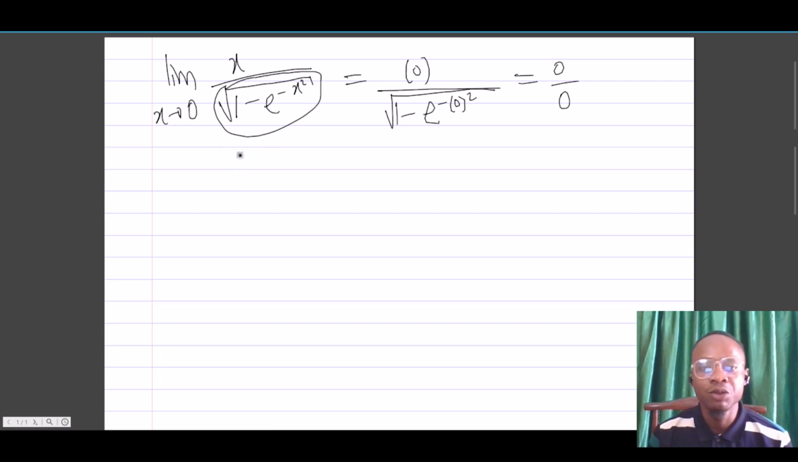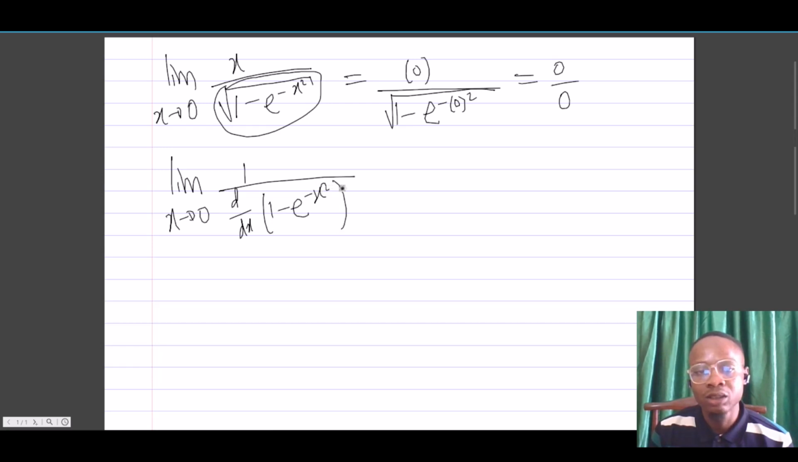And if we attempt solving this by applying L'Hopital's rule, we will have something like this. This gives us 0 by 0, of course. If we differentiate this, the derivative of x is 1, and the derivative of the denominator is the derivative with respect to x of 1 minus e to the power minus x squared, raised to the power 1 over 2. And let's tidy this up.